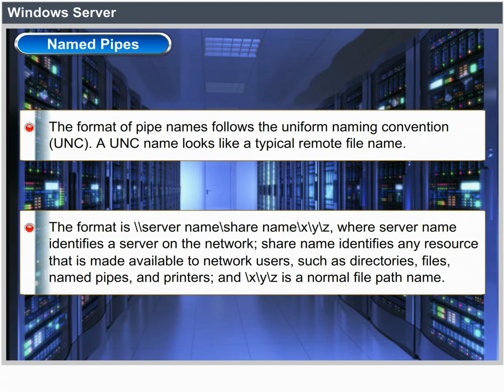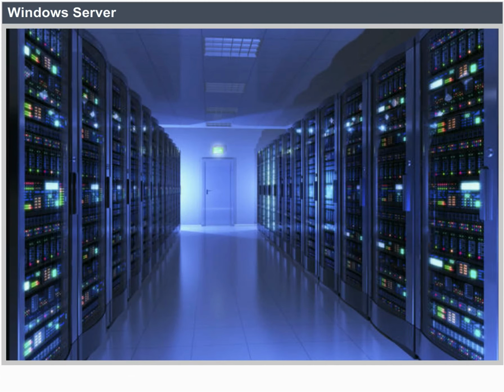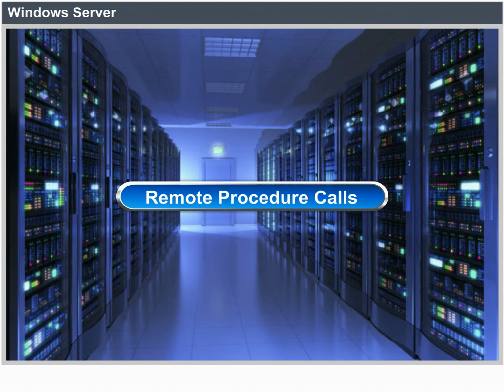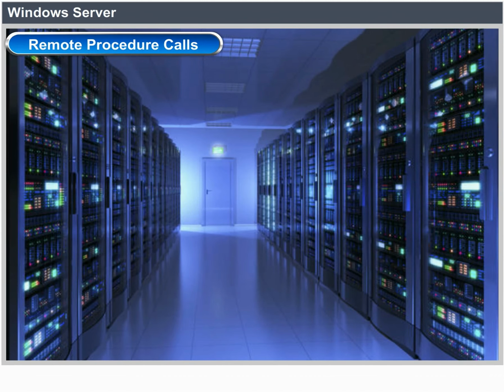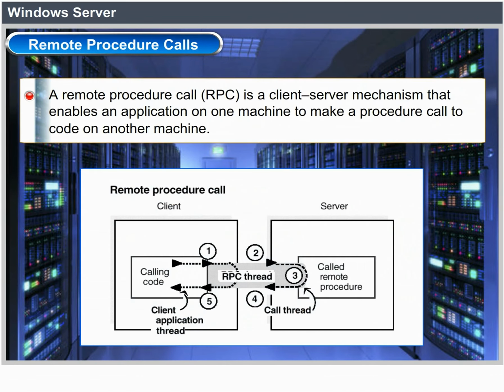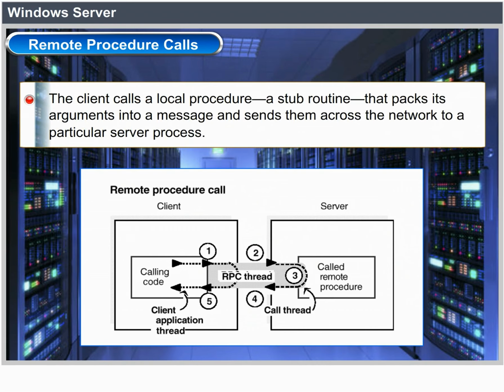Remote procedure calls. A remote procedure call, RPC, is a client-server mechanism that enables an application on one machine to make a procedure call to code on another machine. The client calls a local procedure, a stub routine, that packs its arguments into a message and sends them across the network to a particular server process.